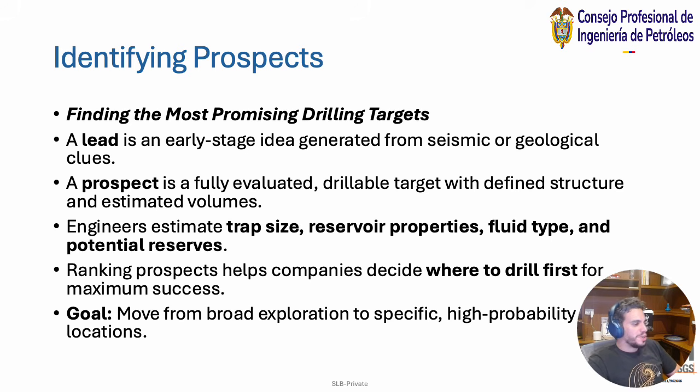But basically, back to the prospect, we know exactly where we're going to drill, and now this is the goal of identifying the prospect: we must estimate the trap size, the reservoir properties, the fluid type, and potential reserves. So ranking prospects helps companies decide where to drill first for maximum success. This is what we basically discussed, but we want to optimize that selection. Wherever we're going to drill, our prospects must be placed strategically for us to optimize production. It is extremely important, right?